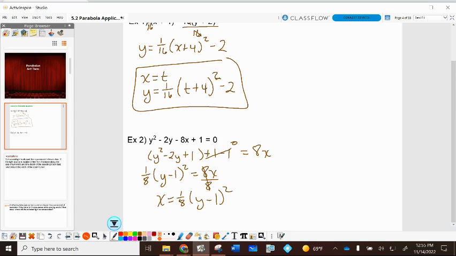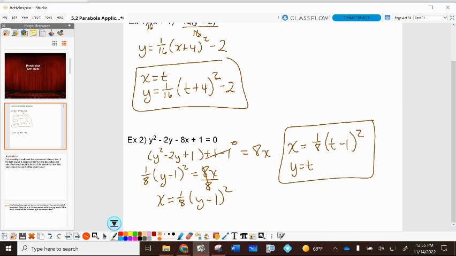And again, this is rectangular form. Well, for the parametric form, this time y is my variable that's going to get plugged in, so I'm going to let y equal t this time. That's totally legal, that's okay. And then I'm going to substitute t in for y in the x equation. So x equals 1/8 t minus 1 quantity squared, and that's all there is to parametric.